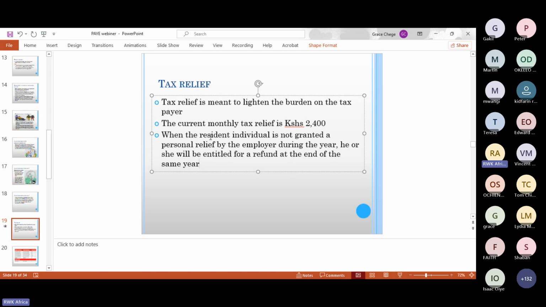So when the resident individual is not granted a personal relief by an employer during the year, he or she will be entitled to a refund at the end of the same year. So when you realize that your employer has not been granting you this relief, you may apply for a refund for the same.